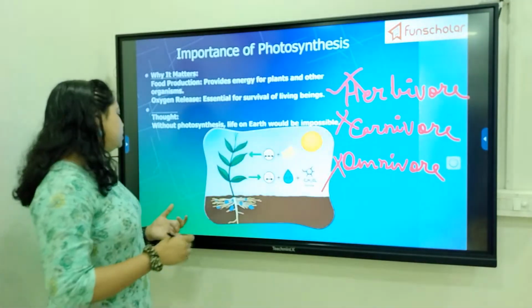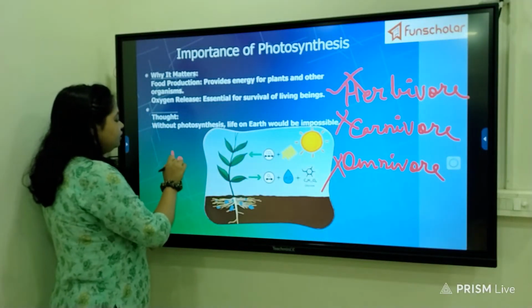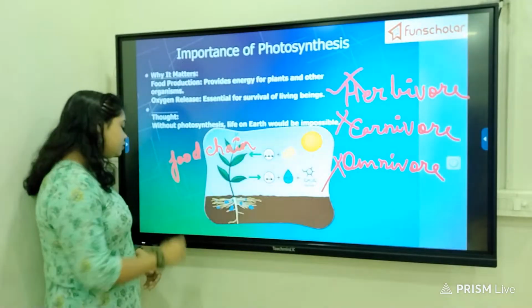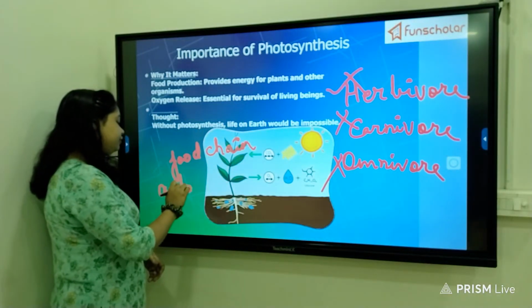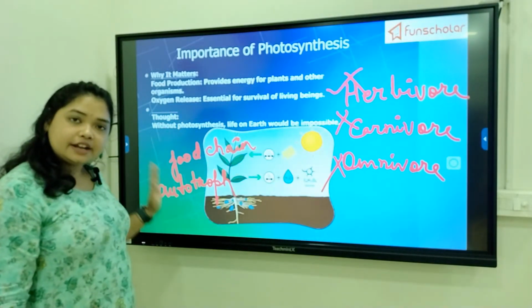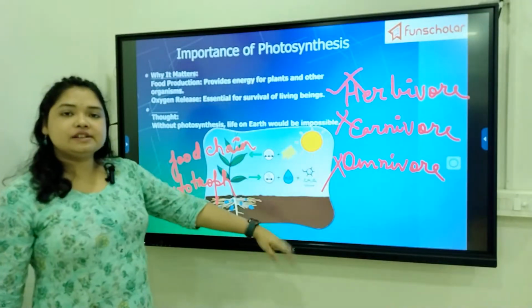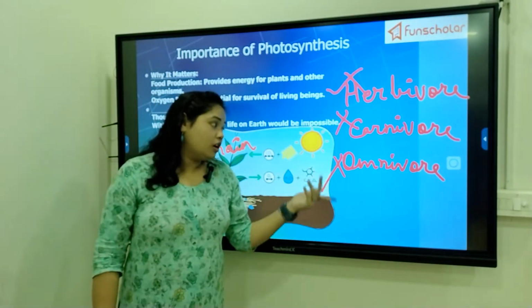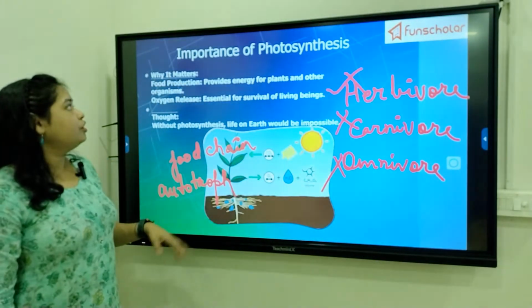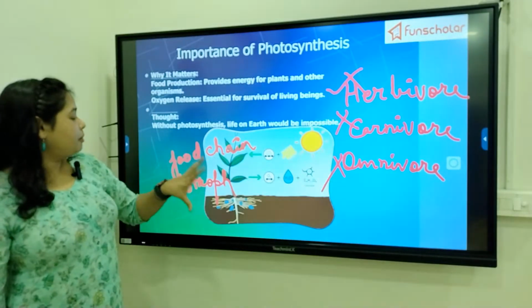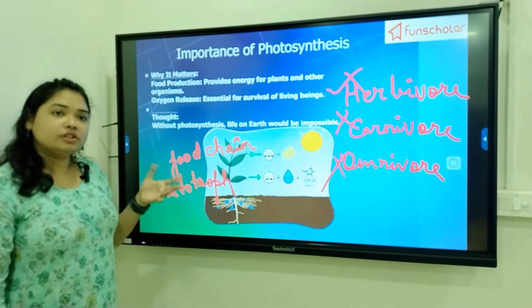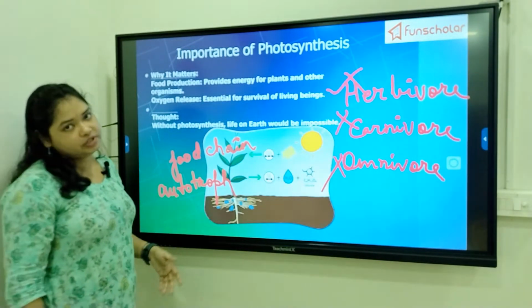will start. So the starting point of any food chain, you consider any food chain or any food web, will always be an autotroph who can make its own food, and from that food other types of organisms like the herbivore, carnivore or omnivore or other consumers can get their nutrition. So from the food prepared by the plant, the whole biosphere is dependent. So now you can imagine the importance of this process.